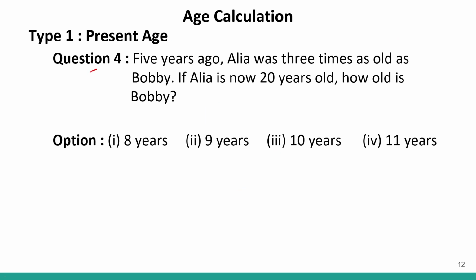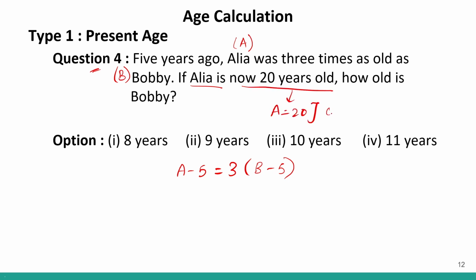Clear? Question number 4. 5 years ago, Alia was 3 times as old as Bobby. So let present ages of Alia and Bobby be A and B. So 5 years ago, A minus 5, Alia was 3 times as old as Bobby, so 3 times B minus 5. Okay. Now, Alia is now 20 years old. So A equals to 20. This is the current age. This is already given in the question. So I can substitute 20 as the current age.